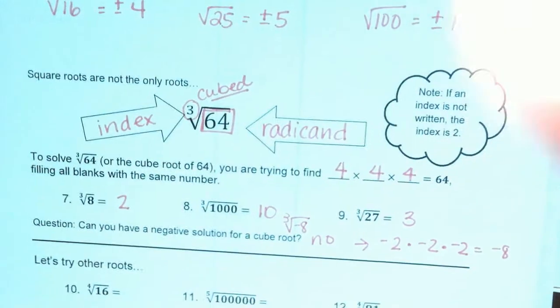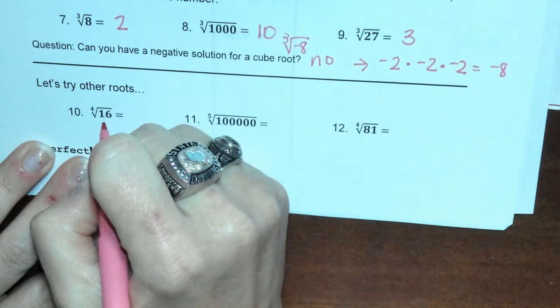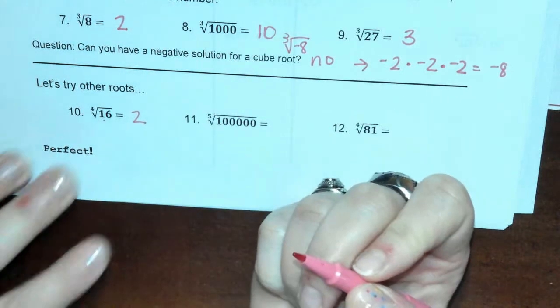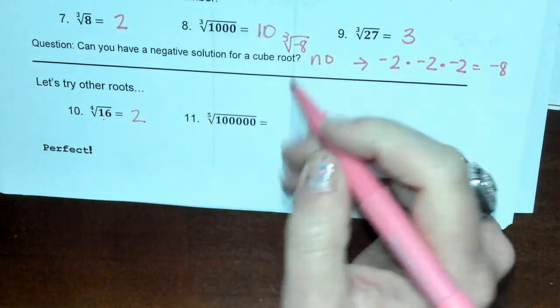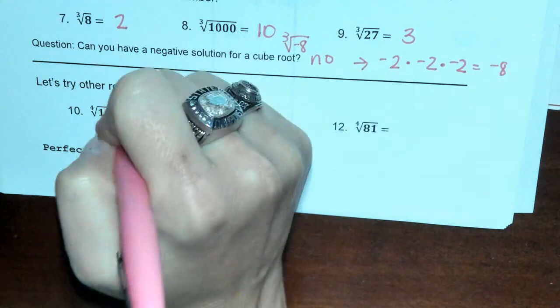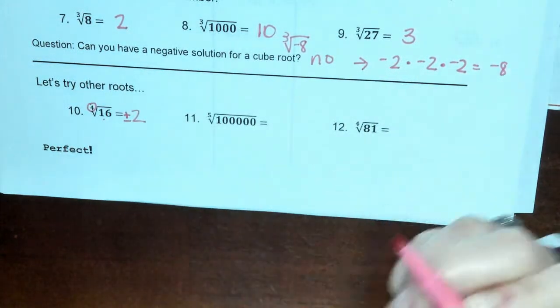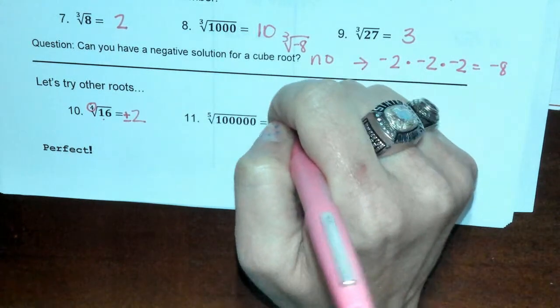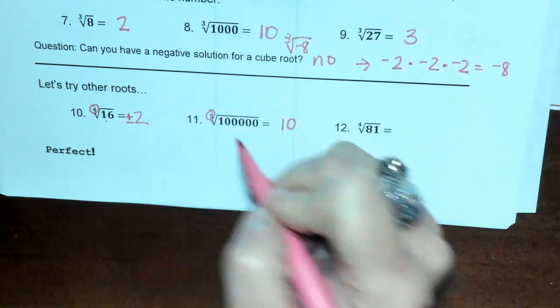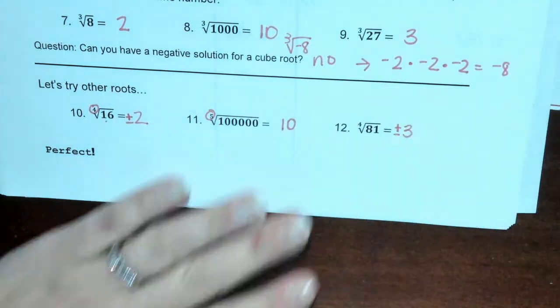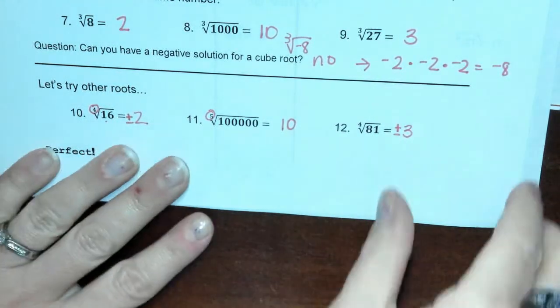Okay, so let's try some other roots down here. 2 times 2 times 2 times 2 is 16. So the 4th root of 16 is 2, and it's positive or negative. Good. Because it's an even numbered root. This one can't be positive or negative because this is an odd numbered root. And then positive or negative 3. Okay? Perfect. We're going to go to lesson 2, which is on the next page.